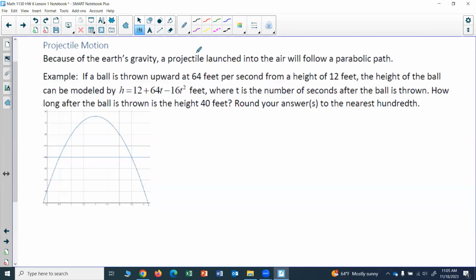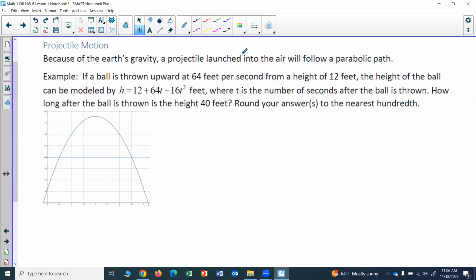In this video, we'll look at one application of solving quadratic equations, and that application is projectile motion. Because of the Earth's gravity, a projectile launched into the air will follow a parabolic path. So what that means is that our projectile will start out low, it will go upward to some high point, and then start falling back down again.